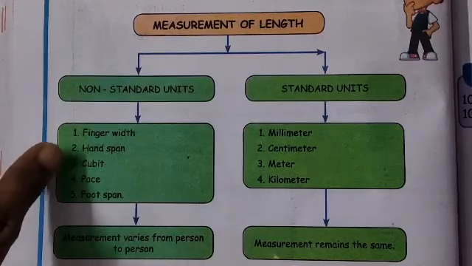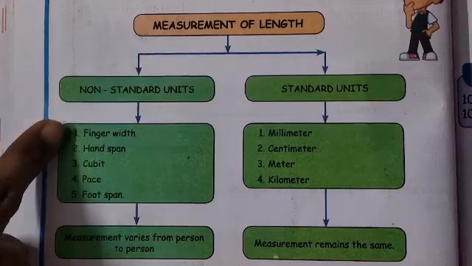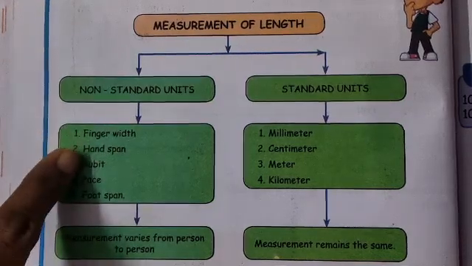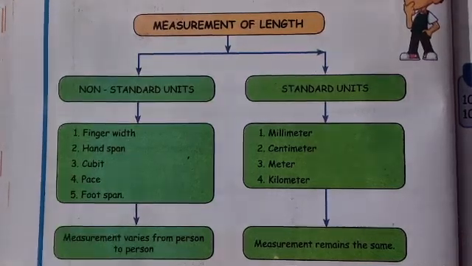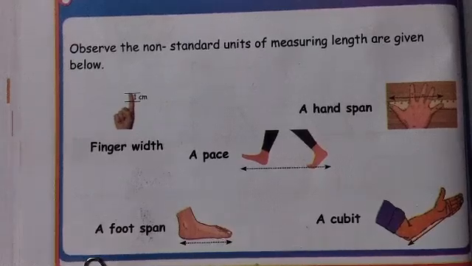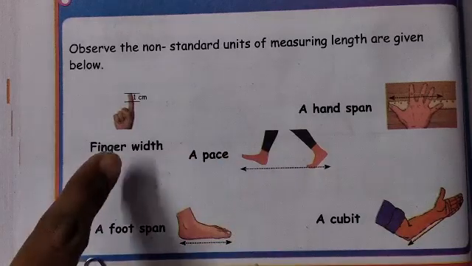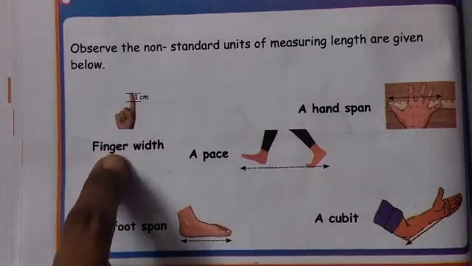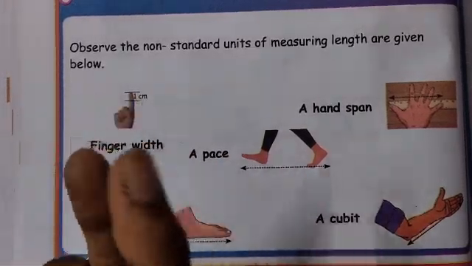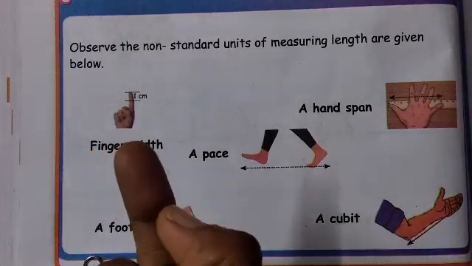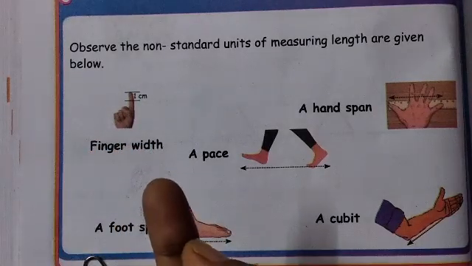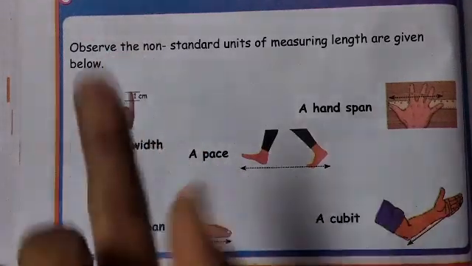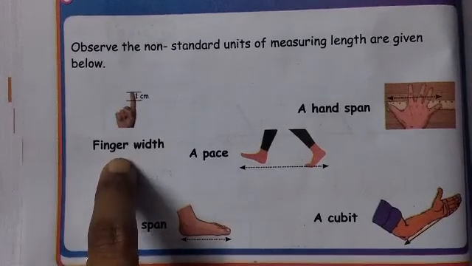So first we'll see about them one by one. Finger width, as I told you already. The other things I'll explain now. See, in this picture, all these non-standard unit measurements are given here. The finger width, just now I told you, isn't it? This 1 inch, this one finger, we say as 1 centimeter. But according to the finger size, it will change, isn't it? So this is finger width.